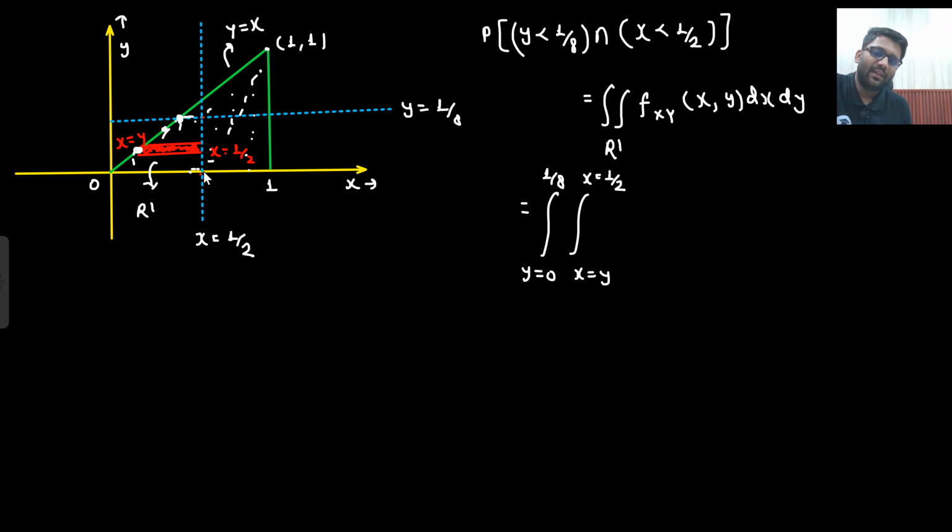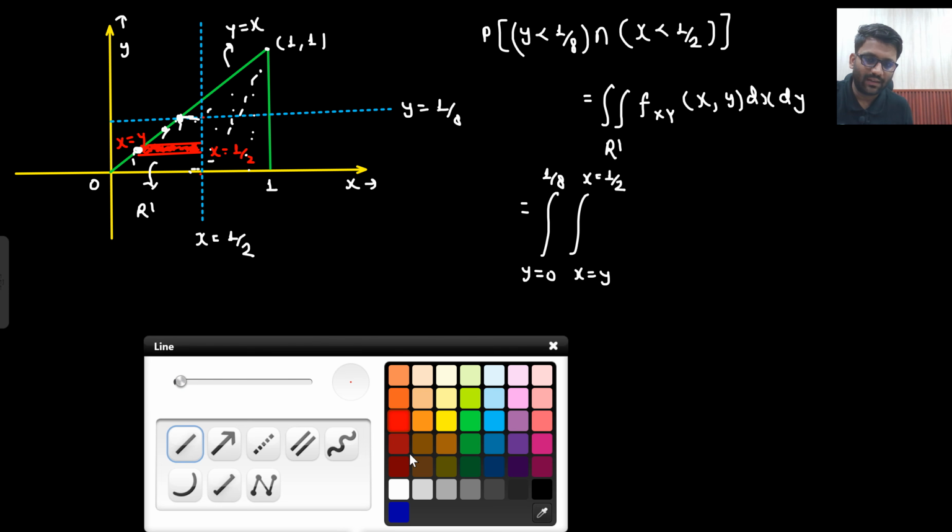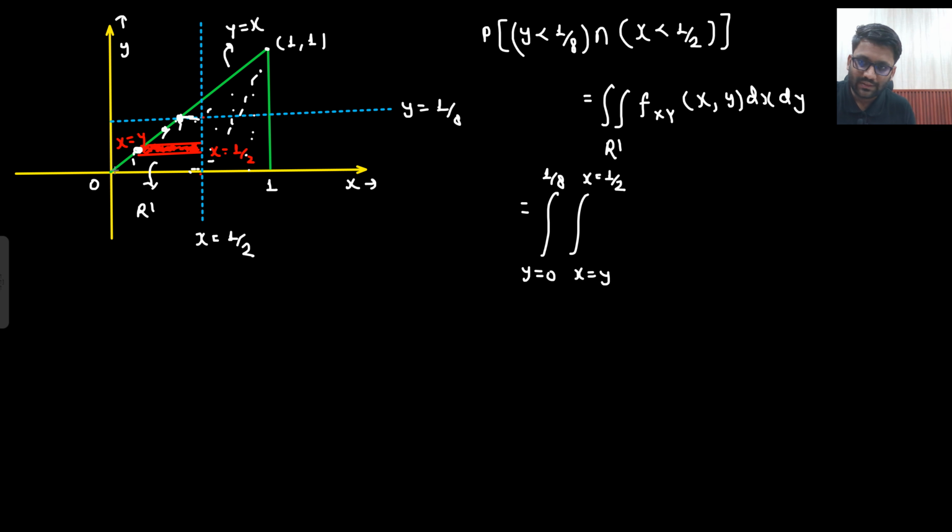And in the upward side, y is going from 0 to 1 by 8. How is it going to 1 by 8? You understand, right? You just need to understand that our region of operation is this much this time. This, and this. This is our region of operation, in this particular diagram that I have made. So in the strip, the limit of x goes from y to 1 by 2 and the limit of y goes from 0 to 1 by 8.